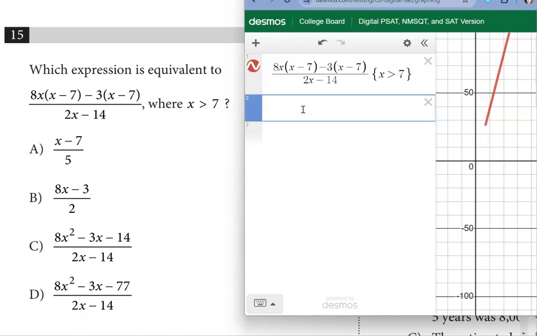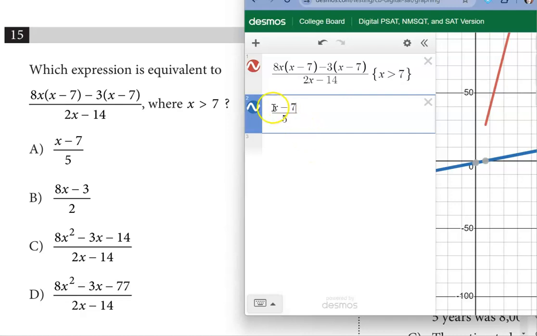So let's start with answer choice A. We'll type x minus 7. You can put it in parentheses, but I think I'll just do x divided by 5 and then go back and put my minus 7 on the top. However you want to do it, you do need to have an x minus 7 in your numerator. This graph is very different from the actual given expression, so this is definitely not a correct answer.